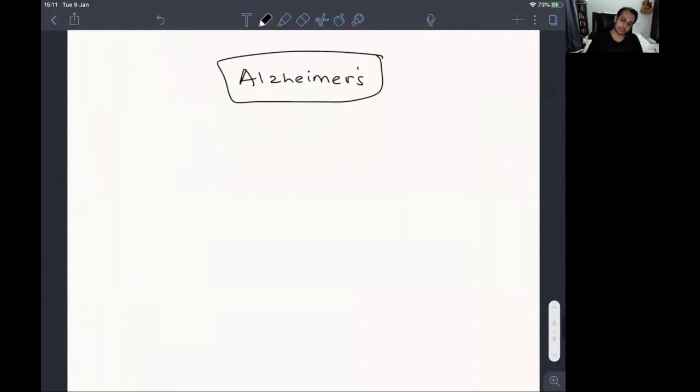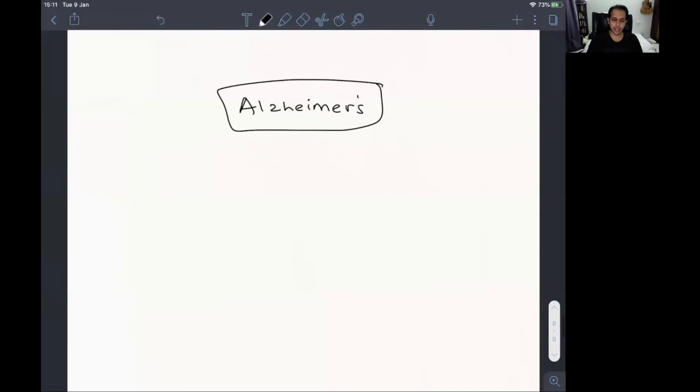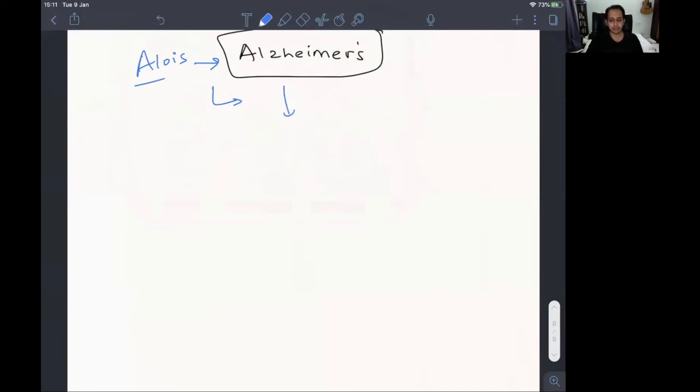Alzheimer's disease. So I think his name was Alois Alzheimer. He was a medical professional. He was in the earliest part of the 20th century, I think 1906 or something like that. That is when he first described this syndrome. And initially when it was described, it was mainly memory loss.